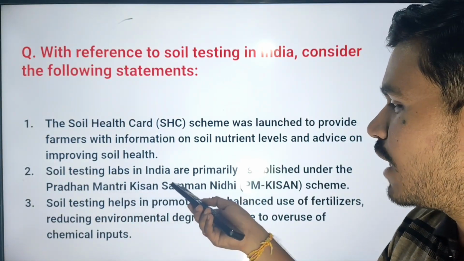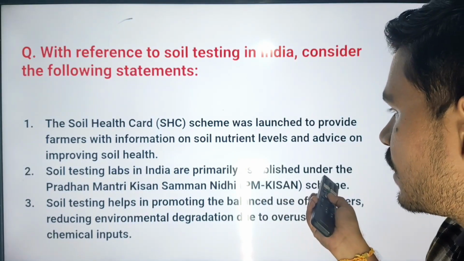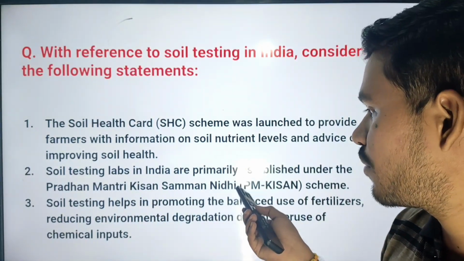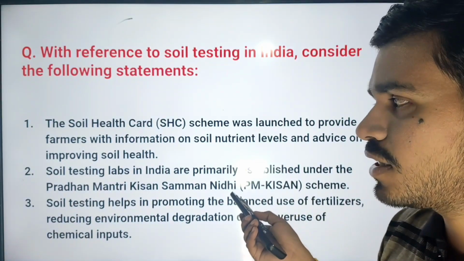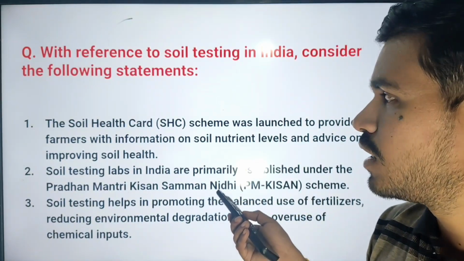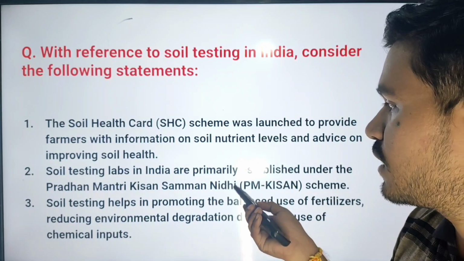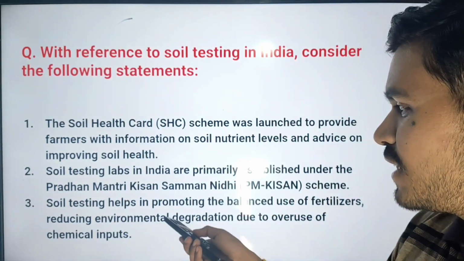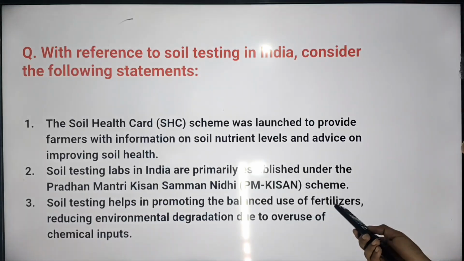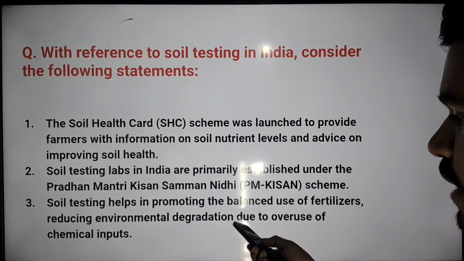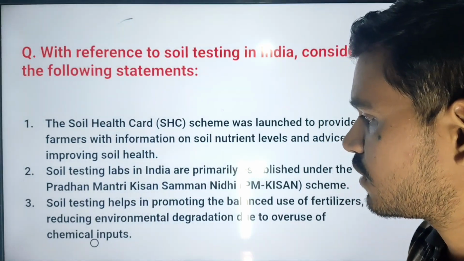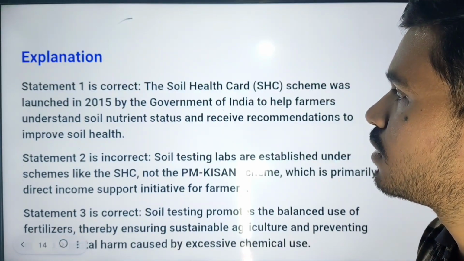So soil testing labs in India are primarily established under the Pradhan Mantri Kisan Samman Nidhi. So this is wrong, because under PM Kisan Nidhi every farmer will get 6,000 rupees, but not this one. So this is under soil health card scheme. So this statement is wrong. Soil testing helps in promoting the balanced use of fertilizers and reducing environmental degradation due to overuse of chemical inputs. This statement is correct. So next question.